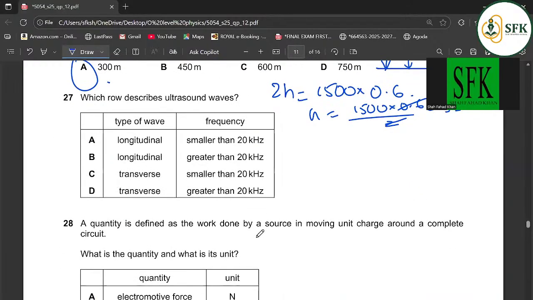Which row describes ultrasound waves? Ultrasound means they have a frequency of more than 20,000 hertz, and they are sound waves, of course, so they are longitudinal, not transverse, okay?